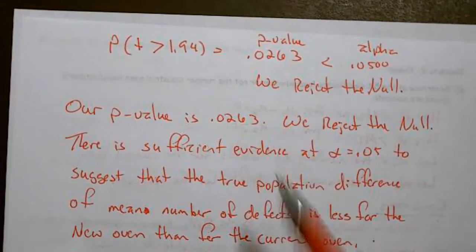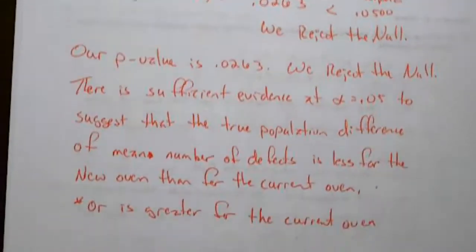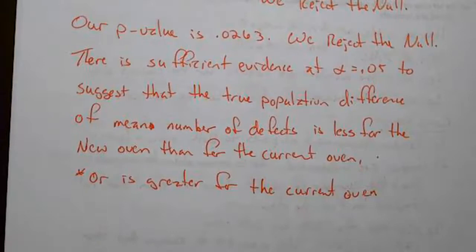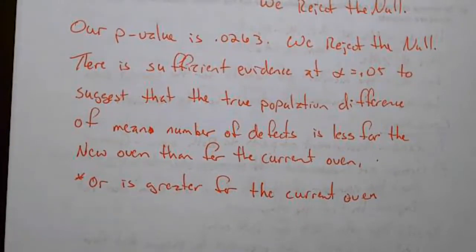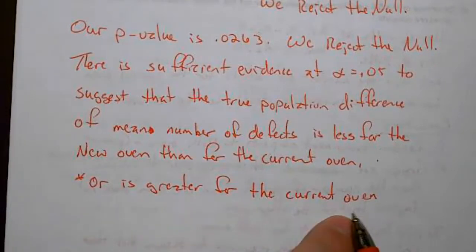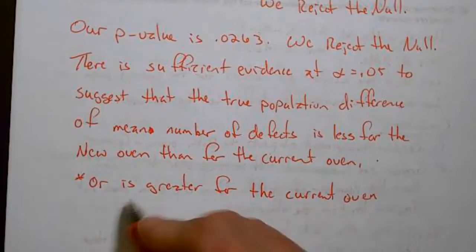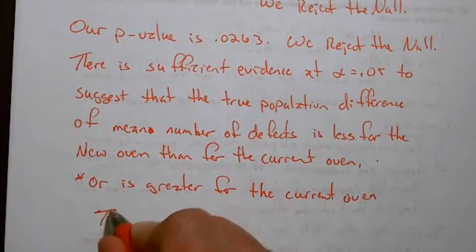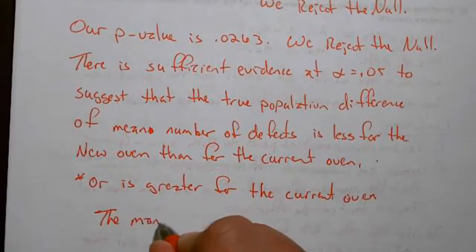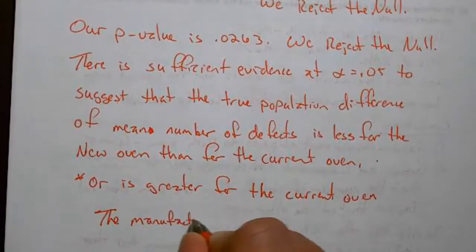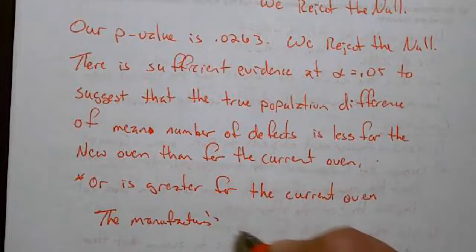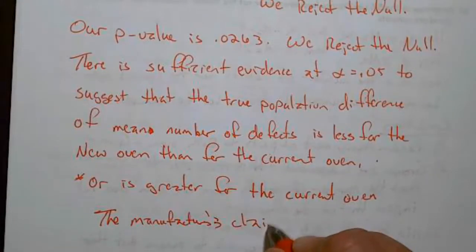So our p-value is 0.0263. We reject the null. There is sufficient evidence at alpha equal 0.05 to suggest the true population difference of mean number of defects is less for the new oven than for the current oven. Or we could say it is greater for the current oven than the new oven. And our conclusion is, and make sure you always answer the question, the manufacturer's claim is accurate.